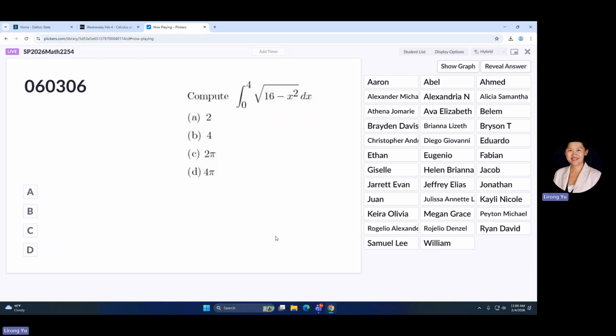On the board today for this question, let's calculate this definite integral. It's really the area below the function. Let me know if you already have the solution.